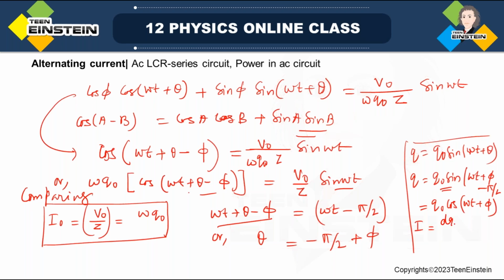Then what will be the current? I'll just take dq by dt. So I'll get I0 with a minus sign, I think, cos of theta.